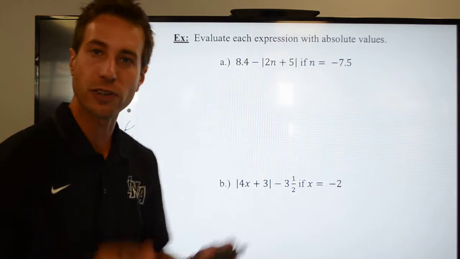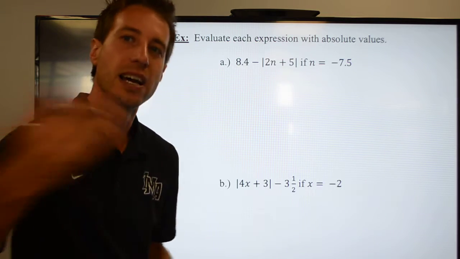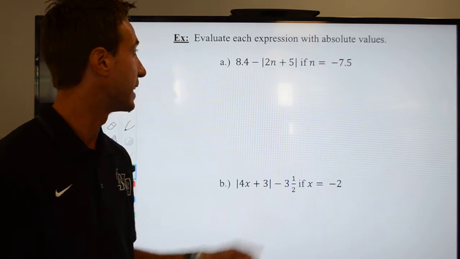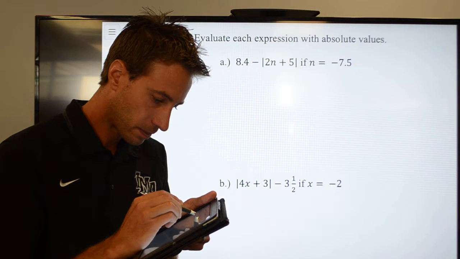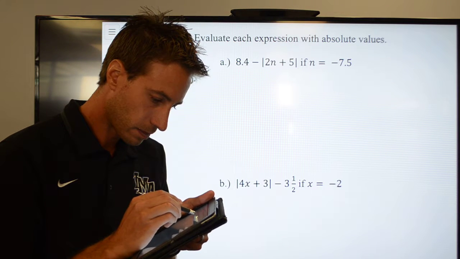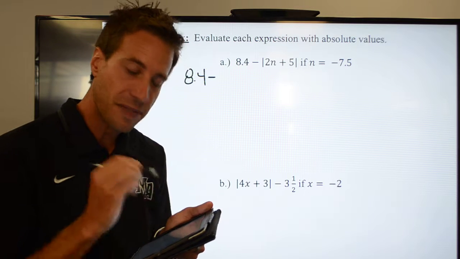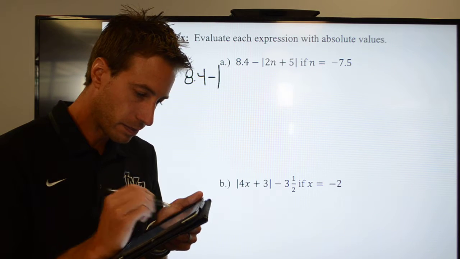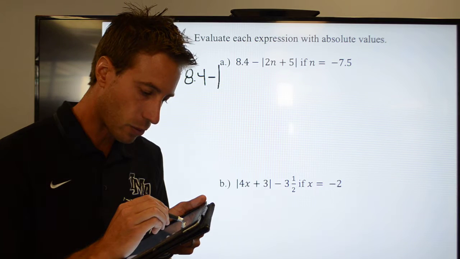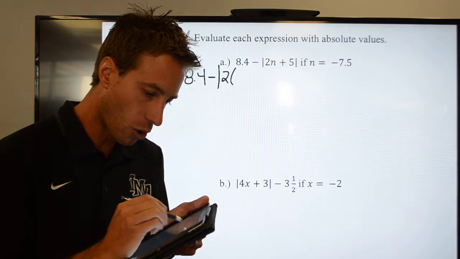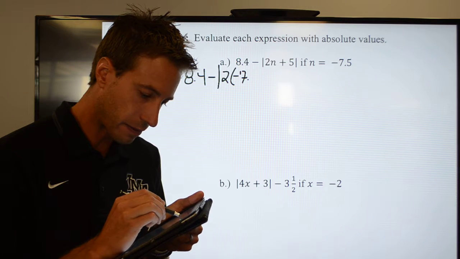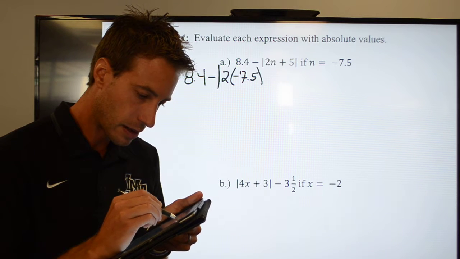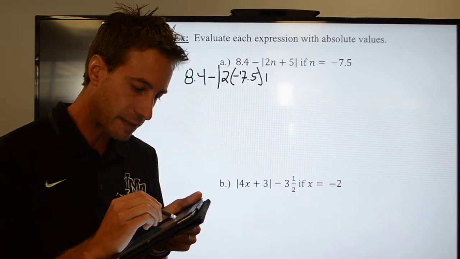So let's substitute first, and again, please feel free to work ahead, come on back, check your answers when you get done. I've got 8.4 minus the absolute value of 2 times n. Well, my n, I'm told, is a negative 7.5. And then I'm going to be adding 5 to that.